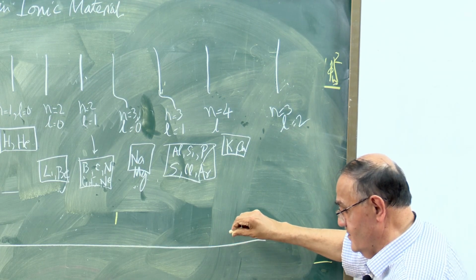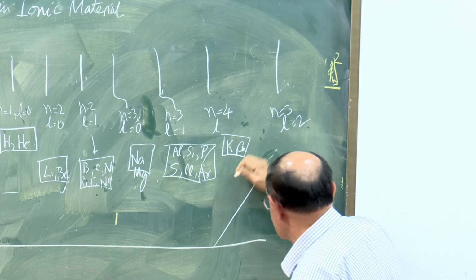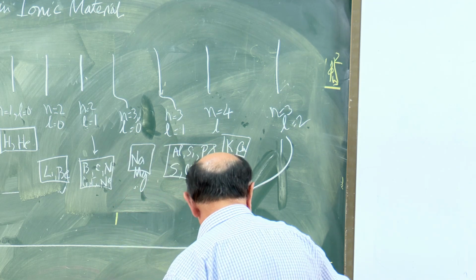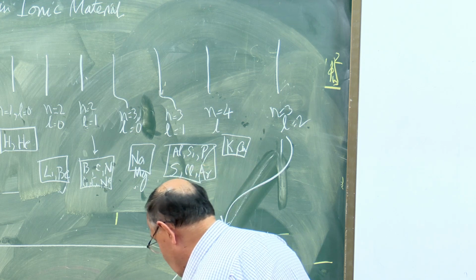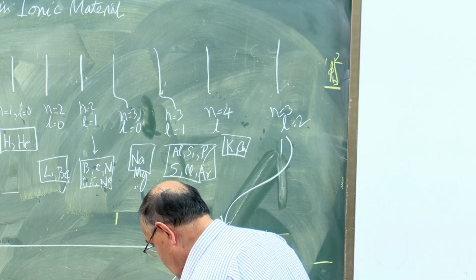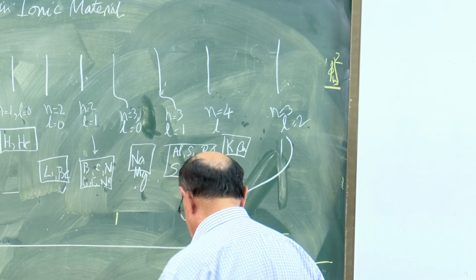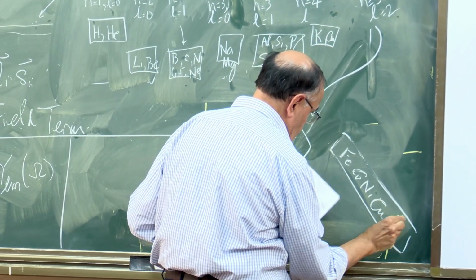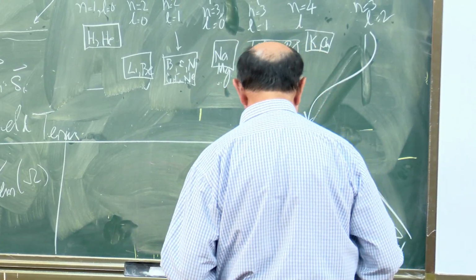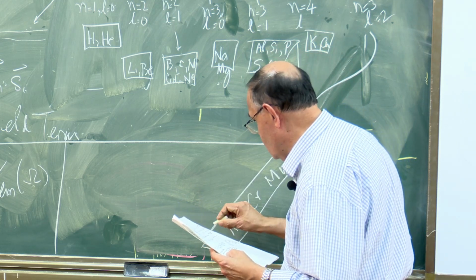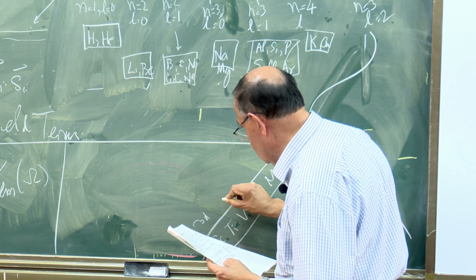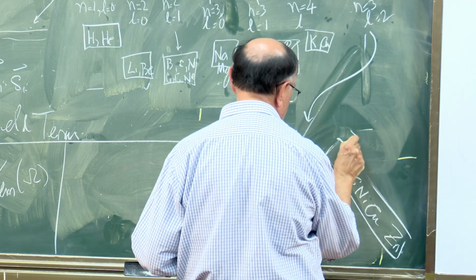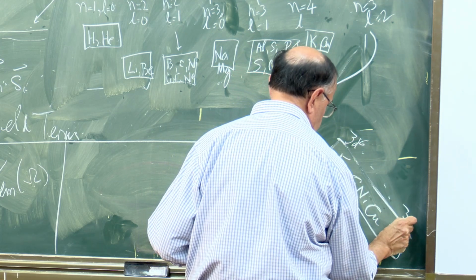So here are the elements. Scandium, titanium, vanadium, chromium, manganese, half the shell, iron, cobalt, nickel, copper, and zinc. I'm not writing the fillings here: 3D1, 3D2, to 3D5, 3D6, all the way to 3D10.